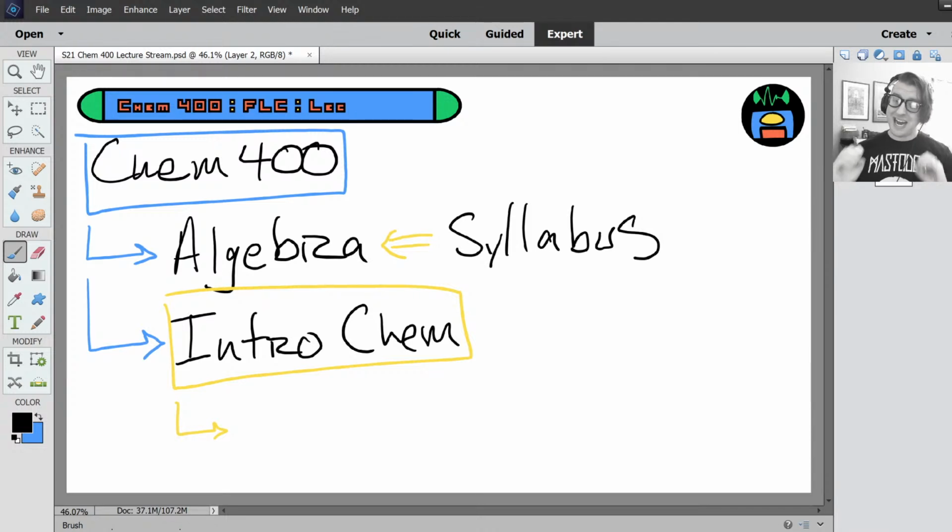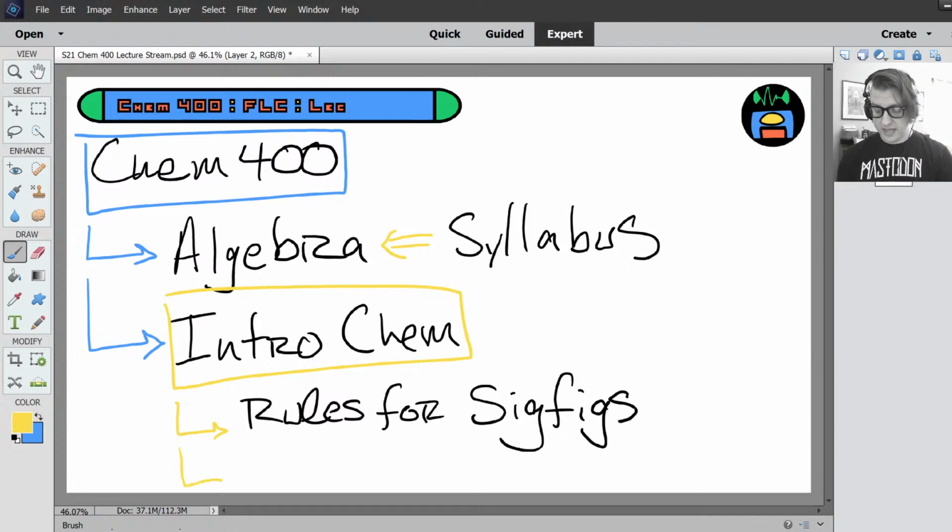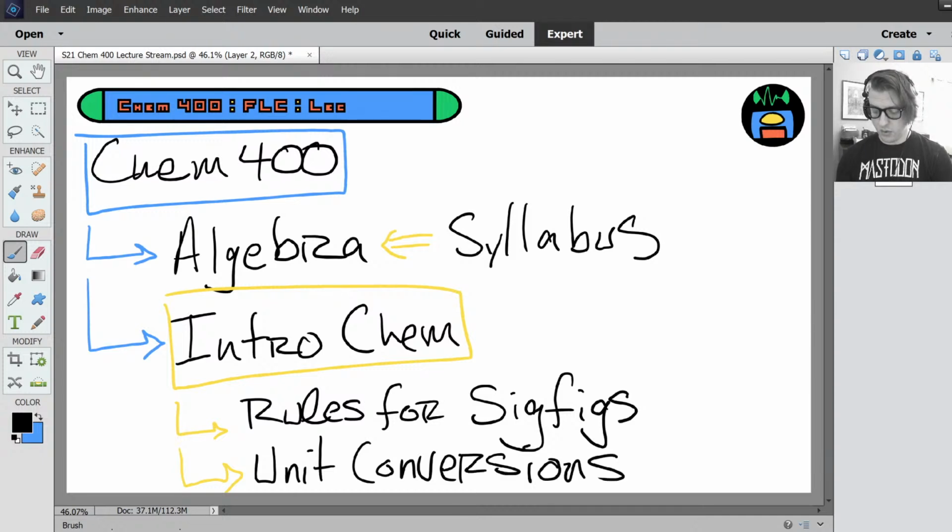But there are some topics that I will not be explicitly covering and that I do expect you to know from your prerequisite course. You need to know the rules for sig figs. If you are at all rusty with significant figures, you need to review that because I will not be explicitly going over that material. The second thing that I expect you to know starting day one is how to do unit conversions. Of all the stuff you covered in your intro class, we will be going over all the important stuff except for sig figs and unit conversions. That's on you. If you're at all rusty, you need to review them.